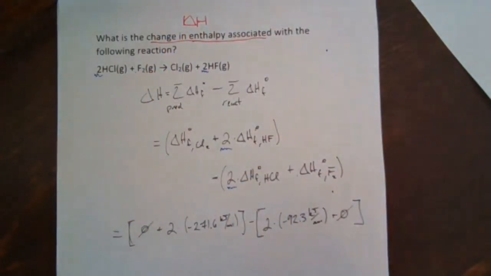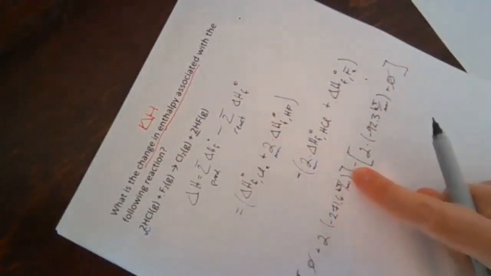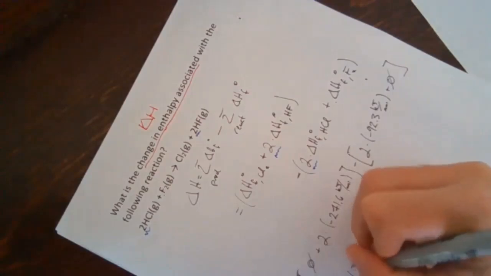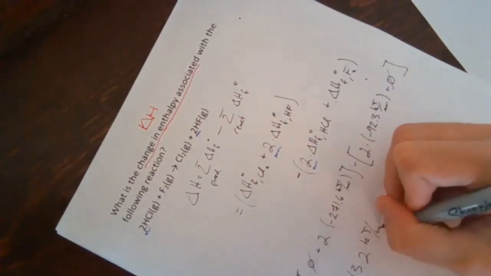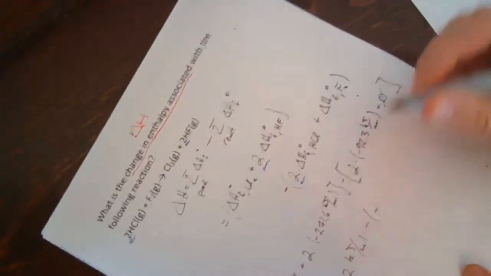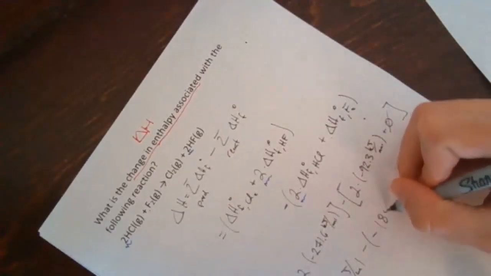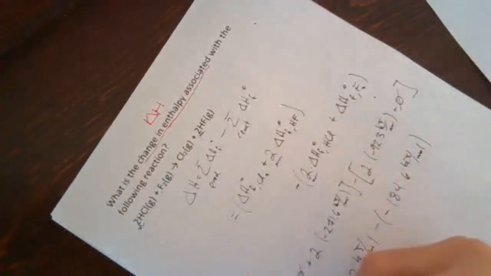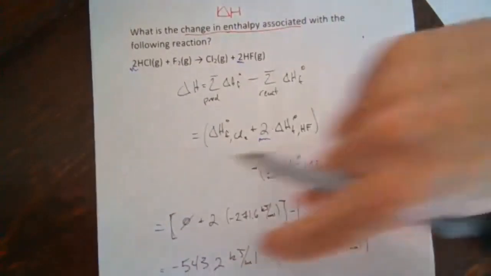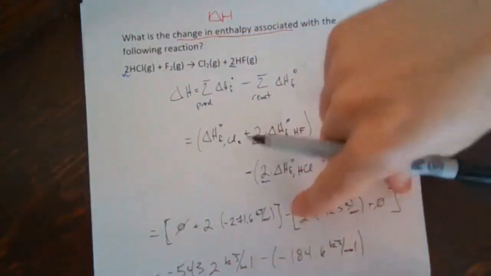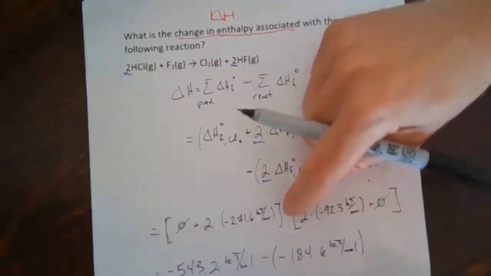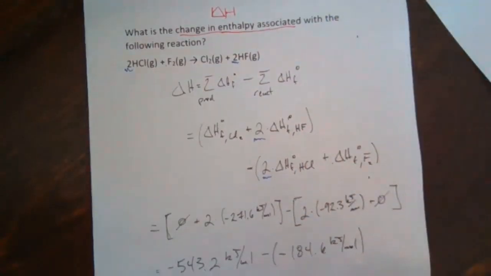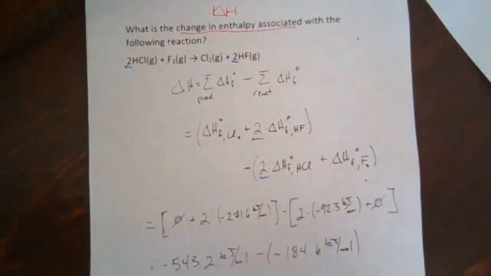So I'd recommend doing this in multiple steps and explicitly writing them out, because this is 0. 2 times negative 271.6 is negative 543.2 kilojoules per mole minus negative 184.6 kilojoules per mole. So this corresponds to the product right there, and then the reactant. So you add up all those and then you subtract. It's very easy to only apply the negative to the number and forget to apply it to the back. So I would recommend adding all of those up and then using that.